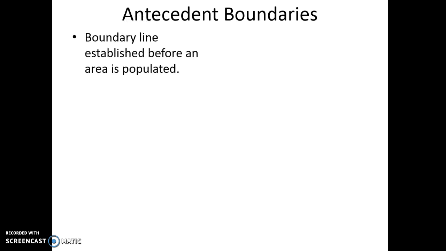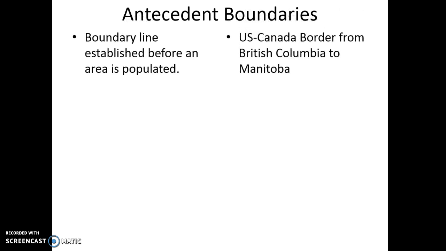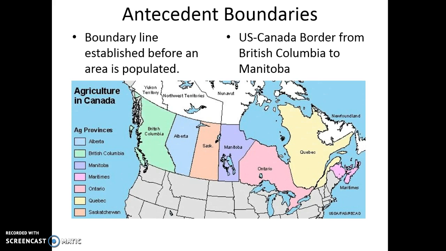So antecedent boundaries. Ante means before. So these are boundaries that were established before an area is populated. Big thing that you see right here, British Columbia, Manitoba, this whole area right here, this is a line of latitude. And so that is an antecedent boundary. Those lines of latitude were there before people got there, established in that way. So antecedent, or before people got there.